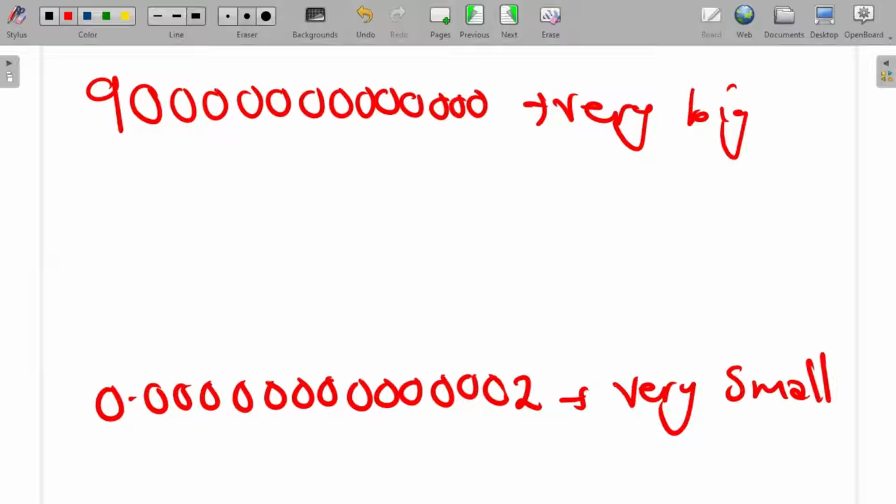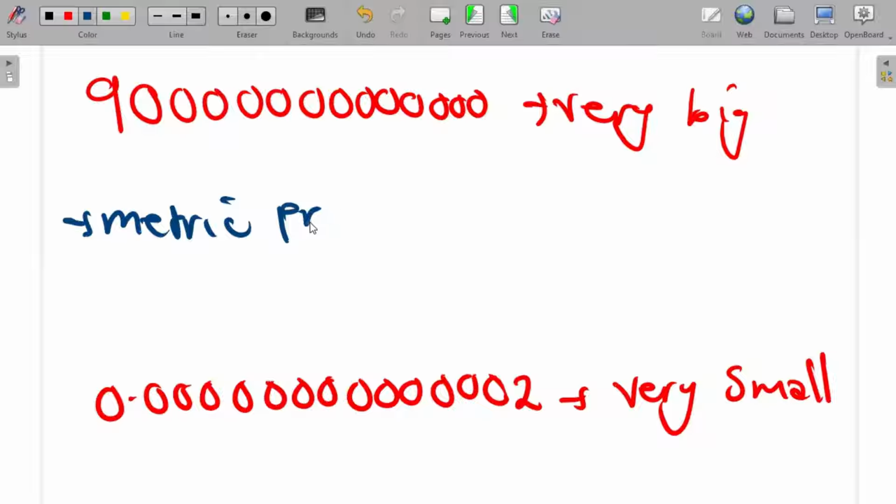Okay, so I'm going to start with the first one. For this number, we can put it as 90, and then we count the zeros after the 90. Very good, I get what you're saying. So in short, what he's saying is this is where we bring in what we call metric prefixes.